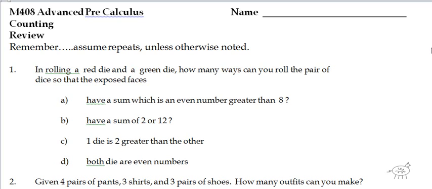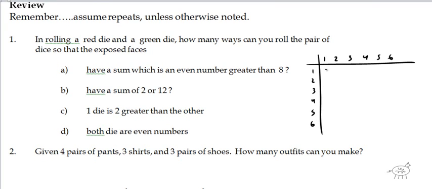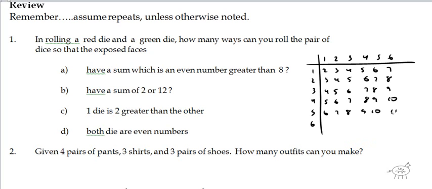Number one, in rolling a red die and a green die, how many ways can you roll a pair of dice to the exposed faces? And they give you a bunch of scenarios here. The key to this problem, math fans, is you got to draw a dice chart. We've done that many times, so it's really fast to draw one. And then remember it's 1, 2, 3, 4, 5, 6, 7, 2, 3, 4, 5, 6, 7, 8, 3, 4, 5, 6, 7, 8, 9, 4, 5, 6, 7, 8, 9, 10, 5, 6, 7, 8, 9, 10, 11, and 6, 7, 8, 9, 10, 11, 12. Very simple.